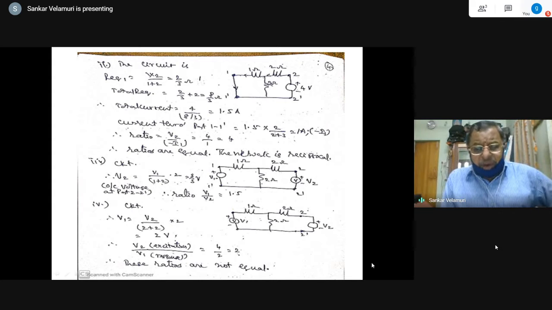Outside this one, if you don't write and you write like that, 1 plus 2 is 3, right? No current flows through the 2 ohms, therefore there is open here. And 3 ohms resistance in series, 1 and 2 are in series. So V1 by 1 plus 2 is the current multiplied by this 2, that voltage will be appearing across it. No current is flowing through this band, so therefore there will be no potential drop.